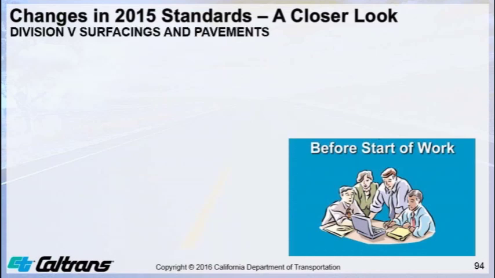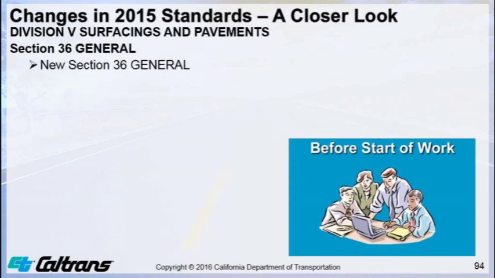Division 5, Surfacing and Pavements, got an overhaul. First, Section 36 was added as a general section for the division. The section now applies to every section within Division 5. Specifications that were repeated in the multiple surfacing and pavement sections were all moved into this section.